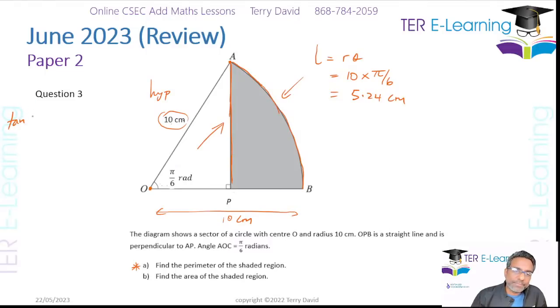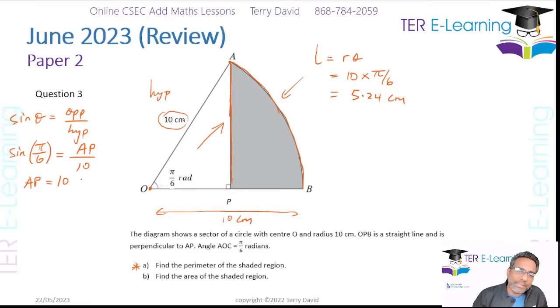So tan theta is, sorry, not saying the wrong thing, yes? Its opposite over hypotenuse, right? So it's sine. Sine theta is opposite over hypotenuse, right? So sine pi on 6 is equal to opposite, which is AP, all over your hypotenuse, which is 10. So therefore AP is equal to 10 multiplied by sine pi on 6.